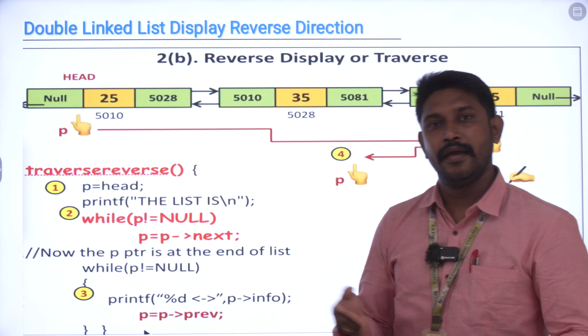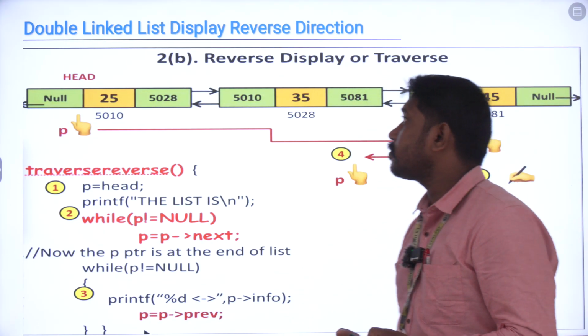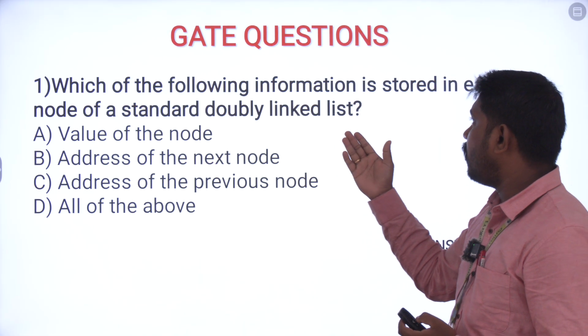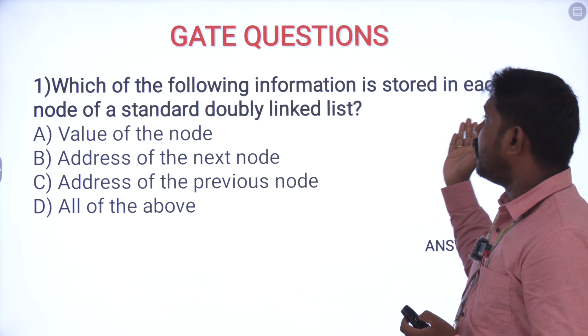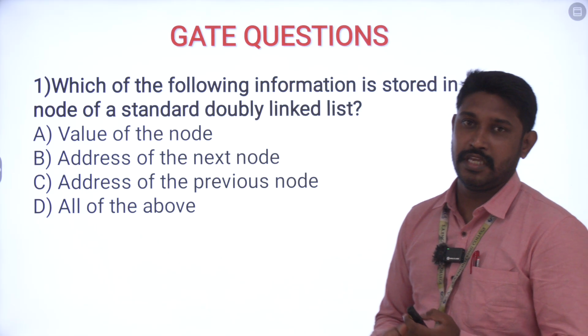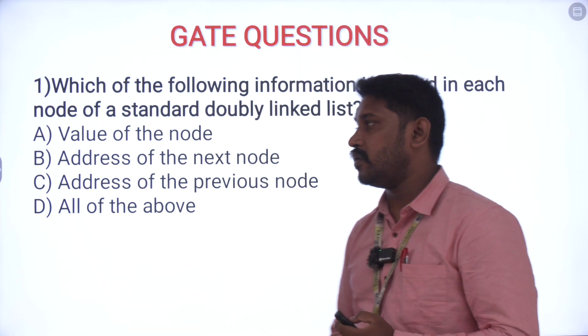Next we move on to the GATE questions. Okay, the first GATE question: which of the following information is stored in each node of the standard doubly linked list? So in each node, what things are we going to store?